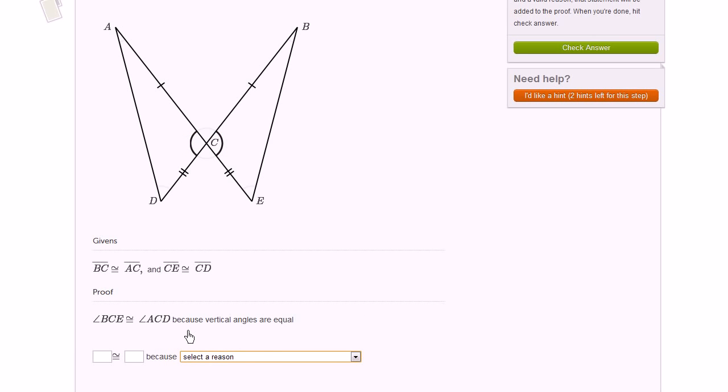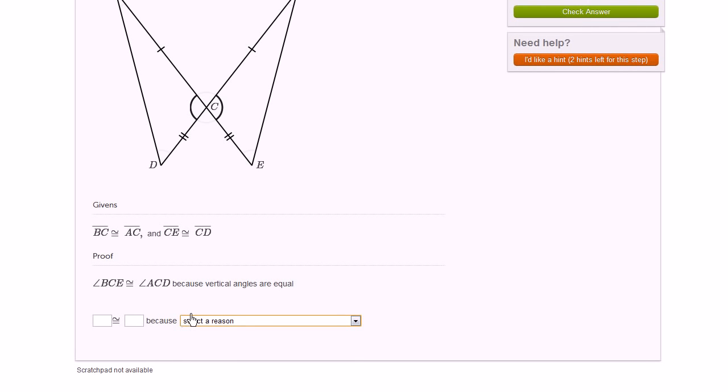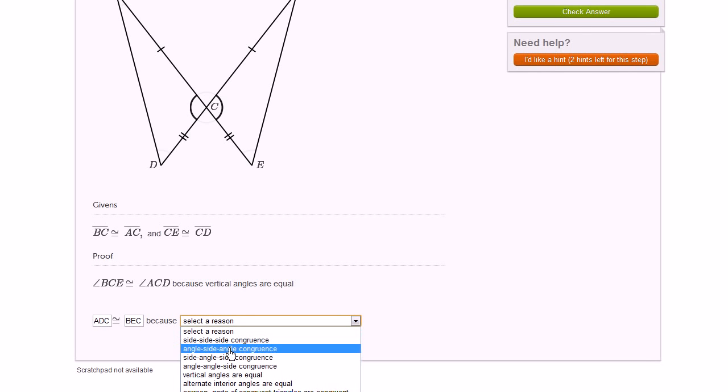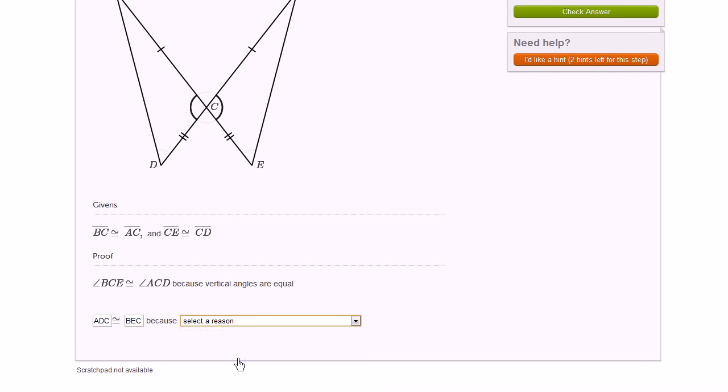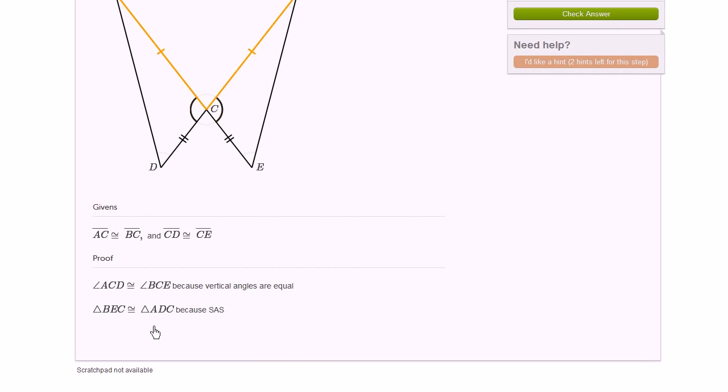Fair enough, and there you go. It added the angle symbols for us. And now that's enough information to say that they are congruent. We can now say that triangle ADC is congruent to triangle BEC. And we know that because we have a side, an angle, and a side. So by side, angle, side congruence.